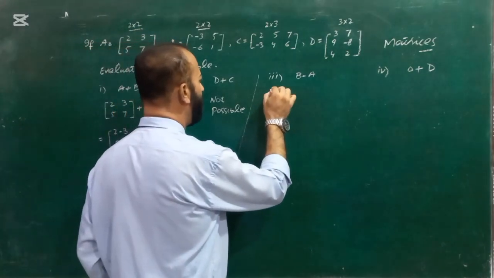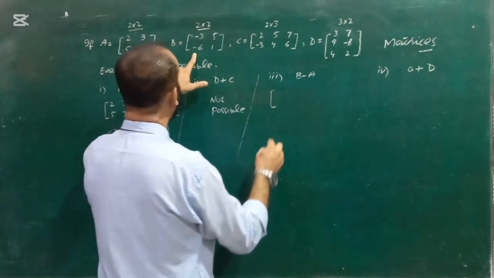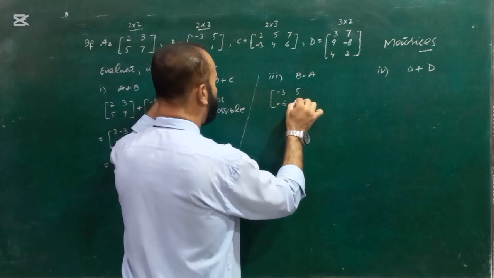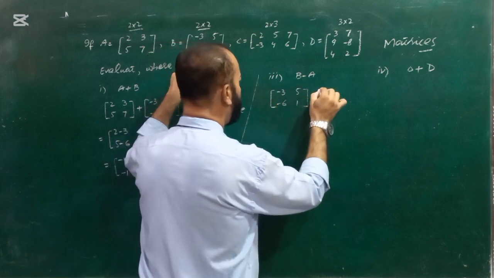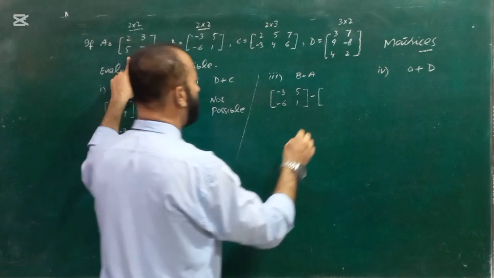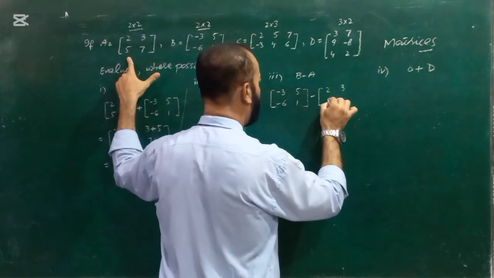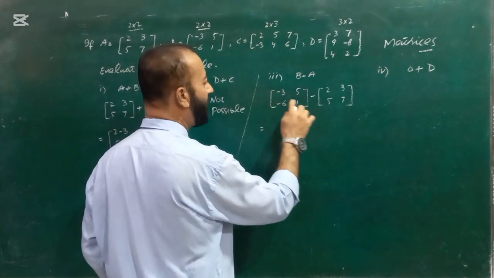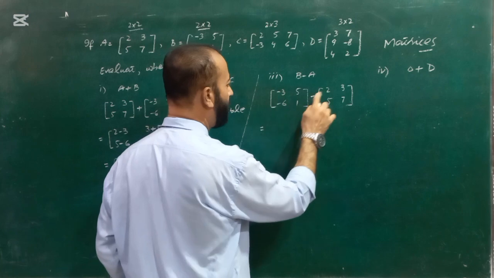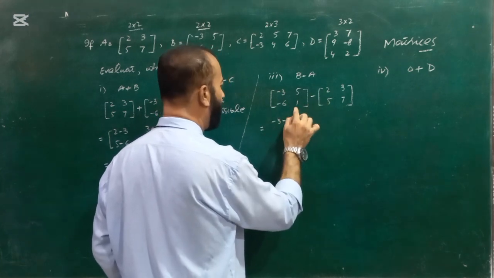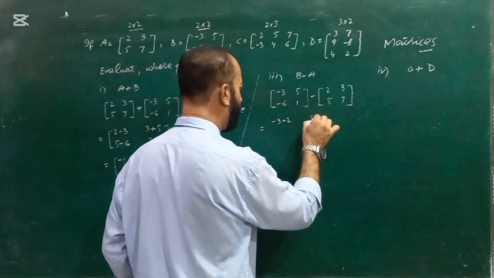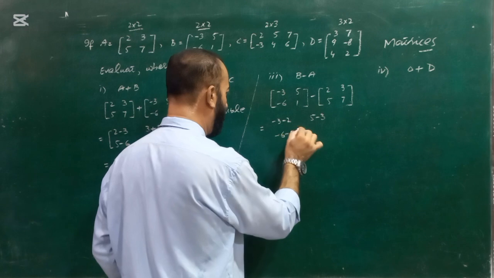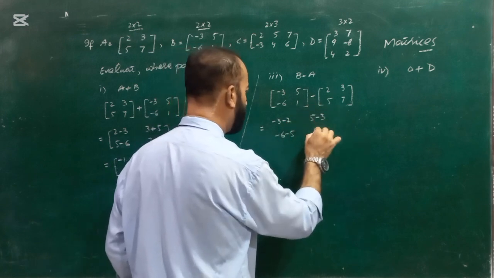So first B will be written, that is minus 3 5 and minus 6 1. This minus sign is still there, and A is 2 3 5 7. So simple rules of subtraction will be applied. Respective elements will be subtracted. So look now, minus 3 minus 2. Then second element 5 minus 3. Then third element minus 6 minus 5. And finally the last element 1 minus 7.